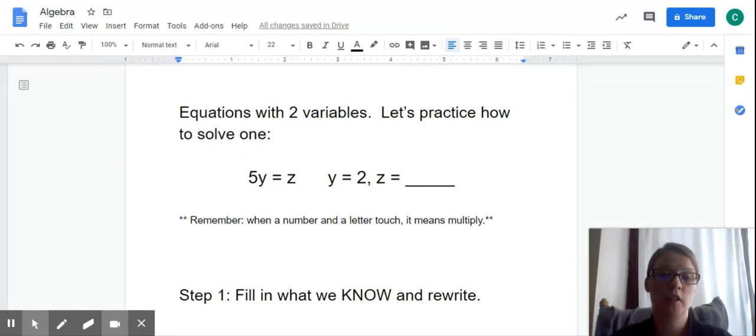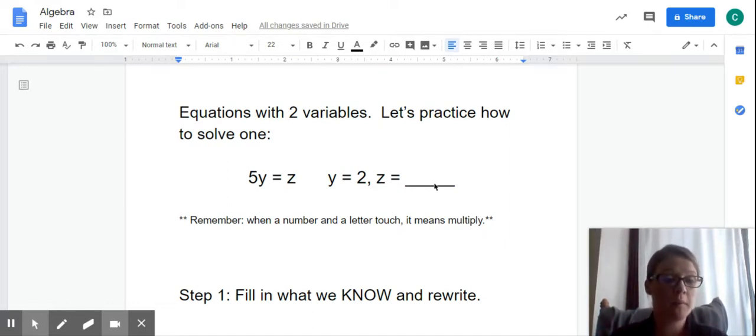Welcome back. Let's just jump right back into equations with two variables. We're going to start by just practicing it. I think that's the easiest way to learn it. So our equation is 5y equals z. And we know that y equals 2, and we want to know what z equals.